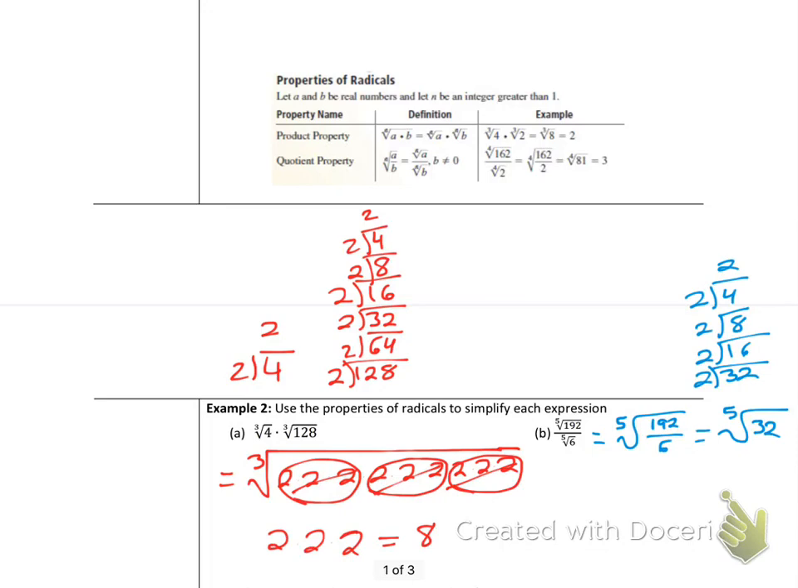Well, we have a 5th root. So if we have 5 things on the inside, because we have 2 times 2 times 2 times 2 times 2, we have to circle all of them in order to be able to take something out, and we can, because there are 5 of them, and the answer is 2. So let's go on to example 3.